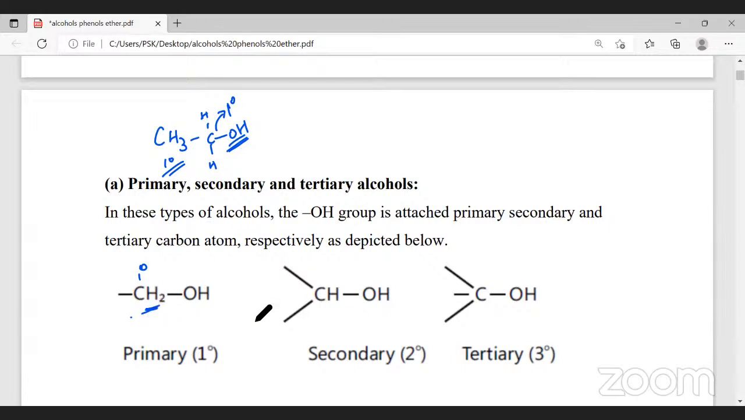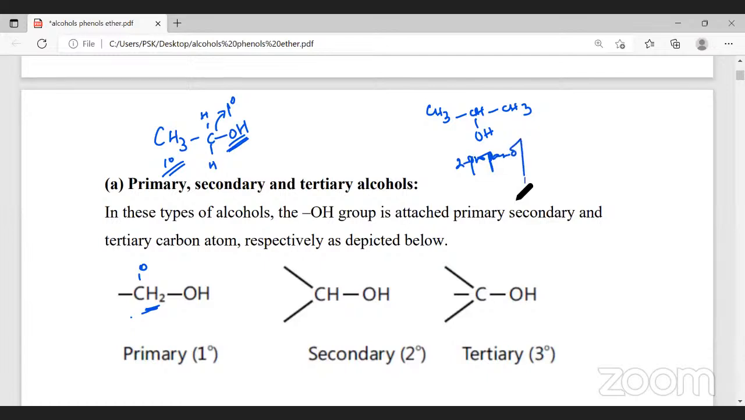Now, likewise, in case of alcohols, if this is a secondary carbon atom, now if I write a molecule like this, CH3, CH, CH3, and OH, it is 2-propanol.